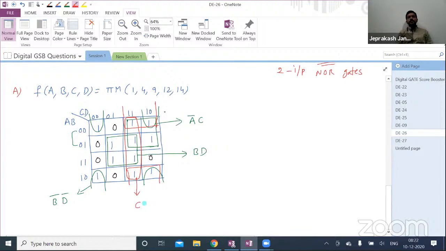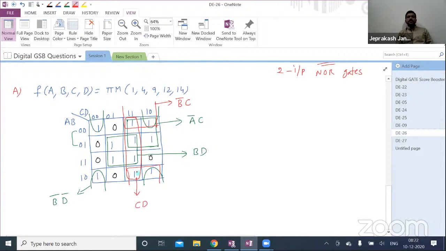For this particular grouping, what is the term? B value is 0, that means B bar. Column wise, C value 1, C. Regarding this column grouping, you will get CD. Regarding this particular grouping, you will get B bar C.